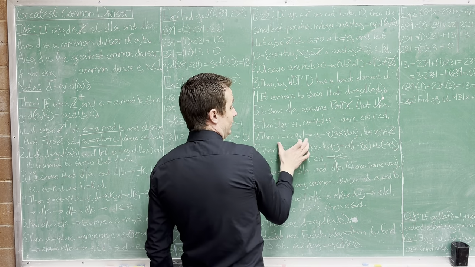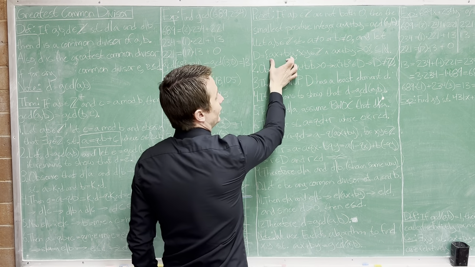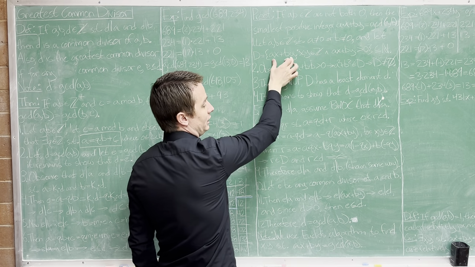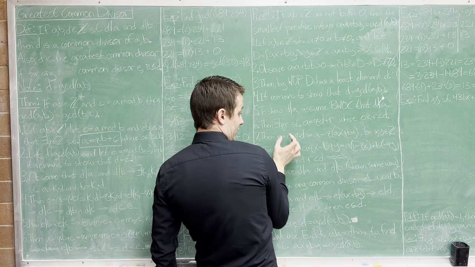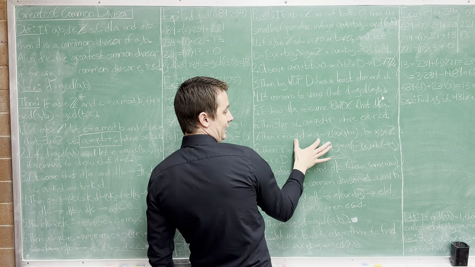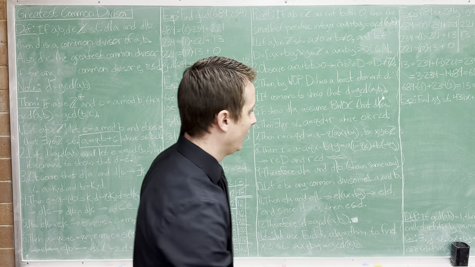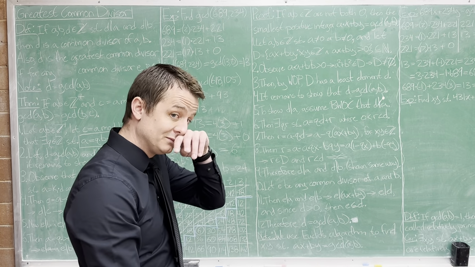D is ax plus by for some x and y, because d ultimately comes from the set. There's some x and y such that when I plug it in here, I get little d. So r is equal to a minus q times d, where d is ax plus by for some x and y. We don't know what those x and y are.